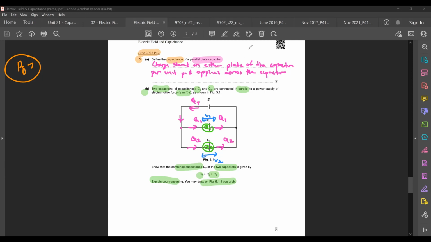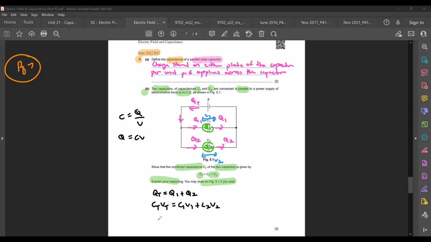So now you apply Kirchhoff's first law here. QT is not really Kirchhoff's first law, it's more like conservation of charge. QT equals Q1 plus Q2. And then capacitance is Q over V, such that Q is CV. Sorry, I did this wrongly just now, that's why it looked weird. So this one will be CT VT equals C1 V1 plus C2 V2.